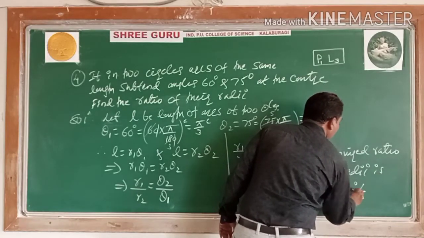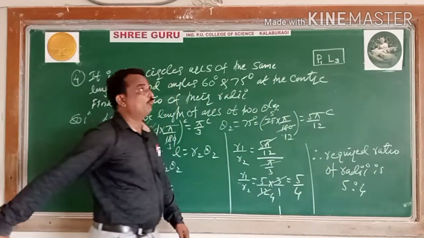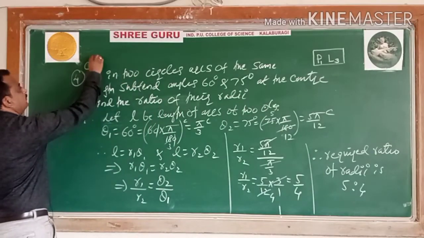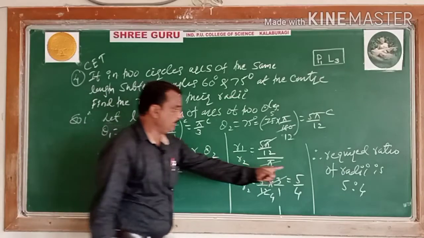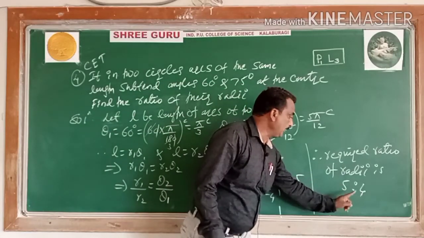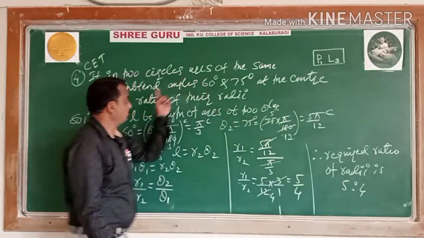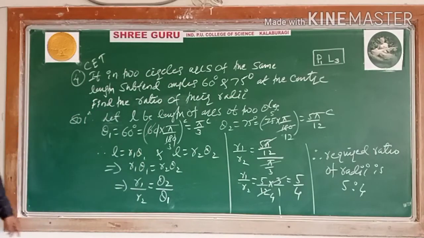Students, the same question was once asked in the CET examination. The ratio of the radii is 5 is to 4. This was once asked in the CET examination. Very simple here. Such examples are asked in the CET examinations.